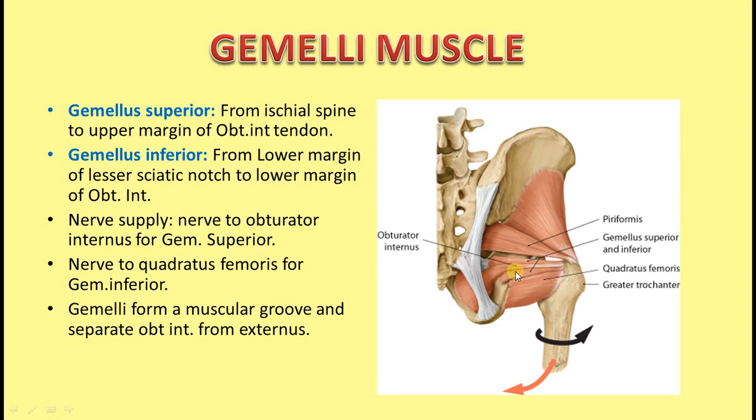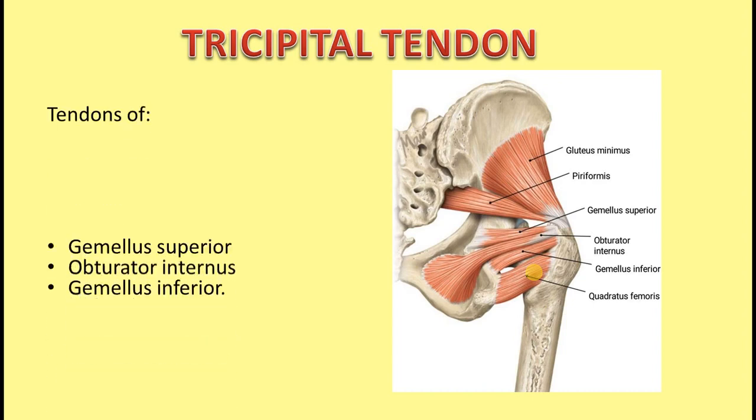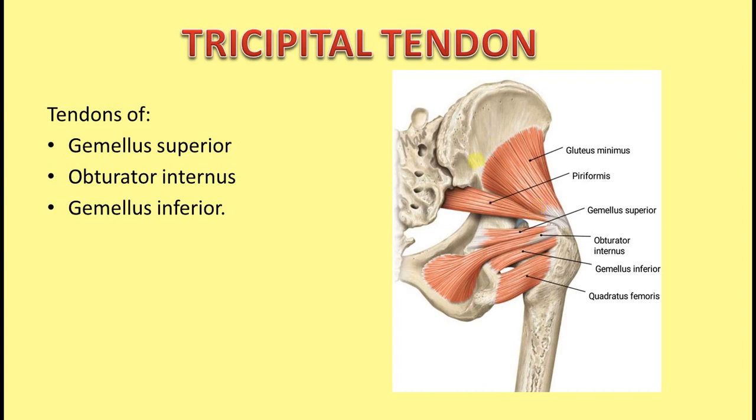So I told you they form a muscular groove for the tendon of obturator internus, thereby separating it from the obturator externus tendon. So the next muscles we have seen are these three tendons called the gemellus superior, tendon of obturator internus and gemellus inferior. These are actually called the short lateral rotators of the thigh. Okay. So the chief lateral rotator we have seen is the gluteus maximus muscle. These are the short lateral rotators of the thigh.